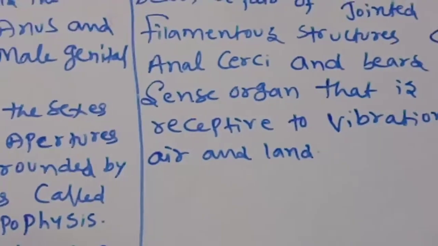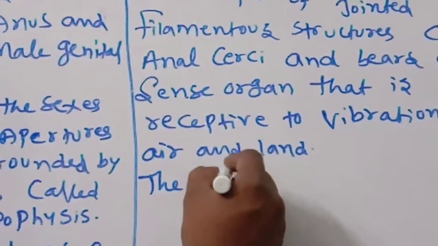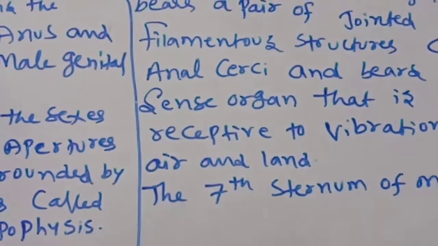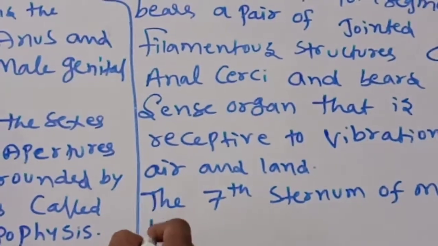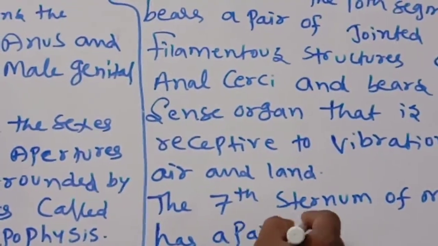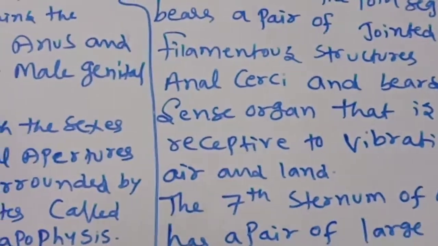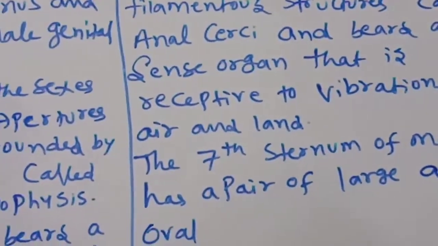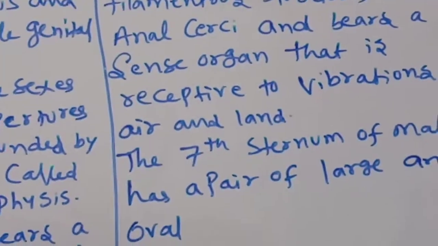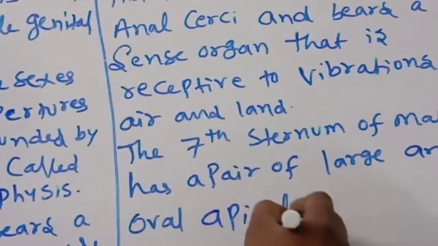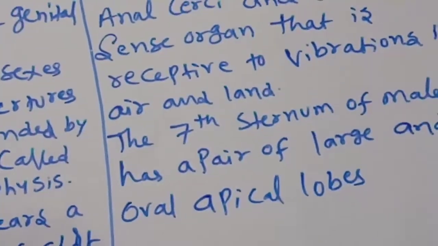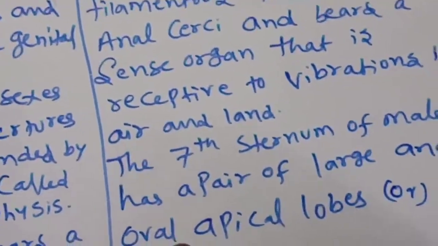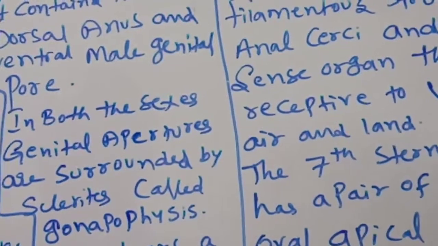Next, the seventh sternum of males has a pair of large and oval apical lobes, which are called, very important, gynovalvular plates.